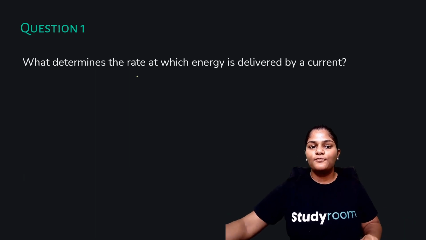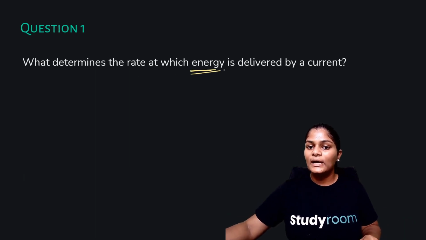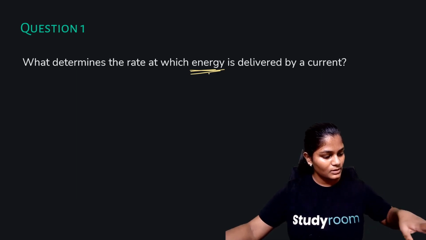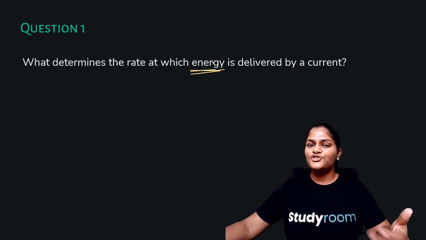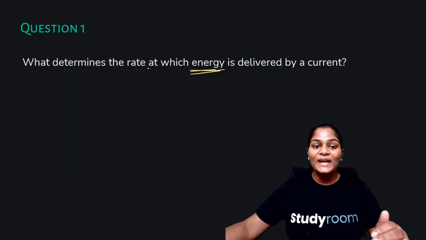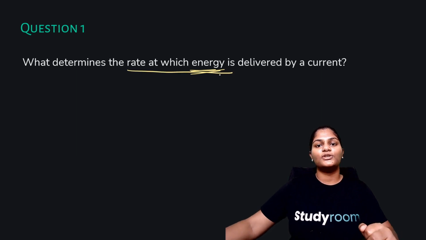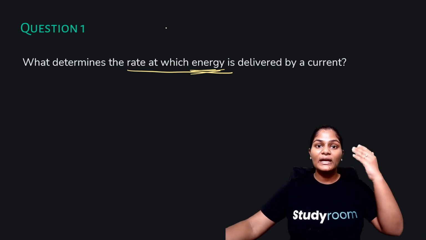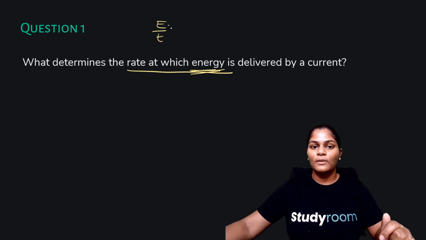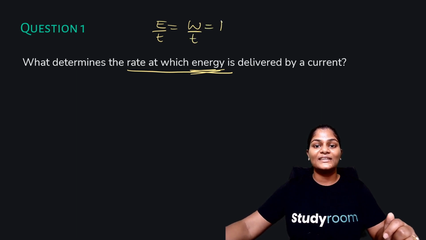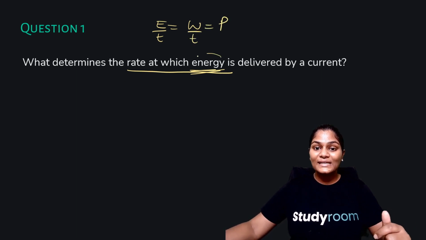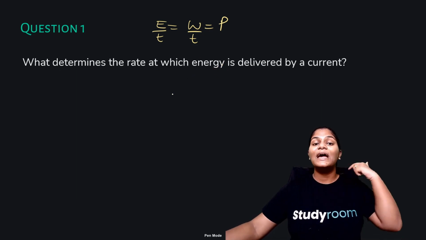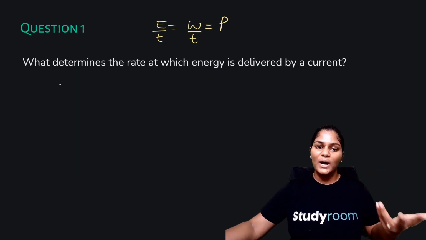Now, look at it carefully. What is it asking? Is it asking just about the energy? No, it's asking the rate at which energy is delivered. So, just think about it. What does rate mean? Rate is always division by time. And what is energy by time or work by time? It is nothing but power. So, it might seem like this question is asking about energy, but it's actually asking about the rate at which energy is delivered, which is power.